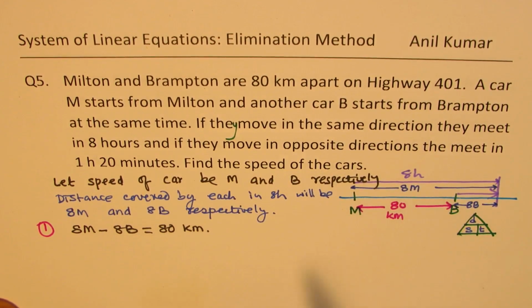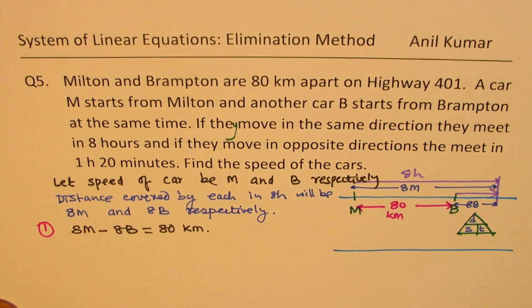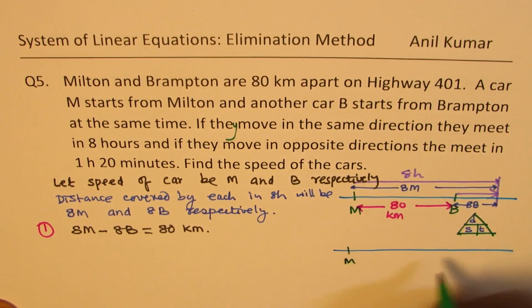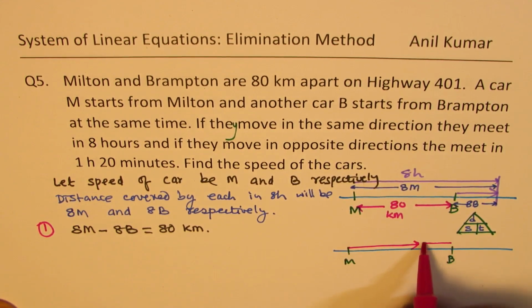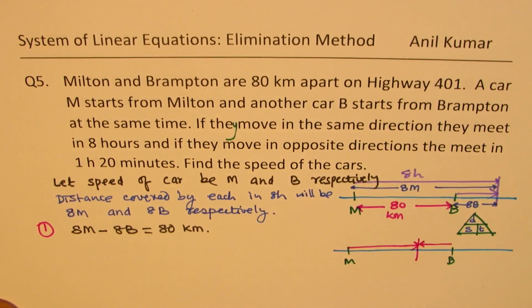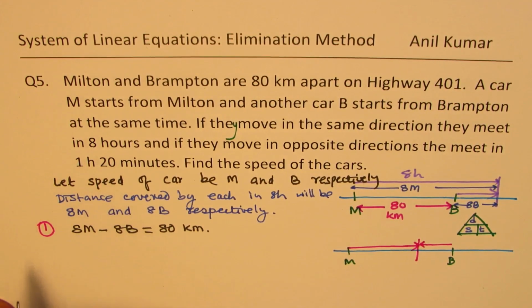The second one, if they are traveling in the opposite direction. Now let's see the second scenario. So in the second scenario, this is your Milton car, this is Brampton car. They are traveling in opposite directions. They meet somewhere here. Now, in that case, they meet in 1 hour 20 minutes.